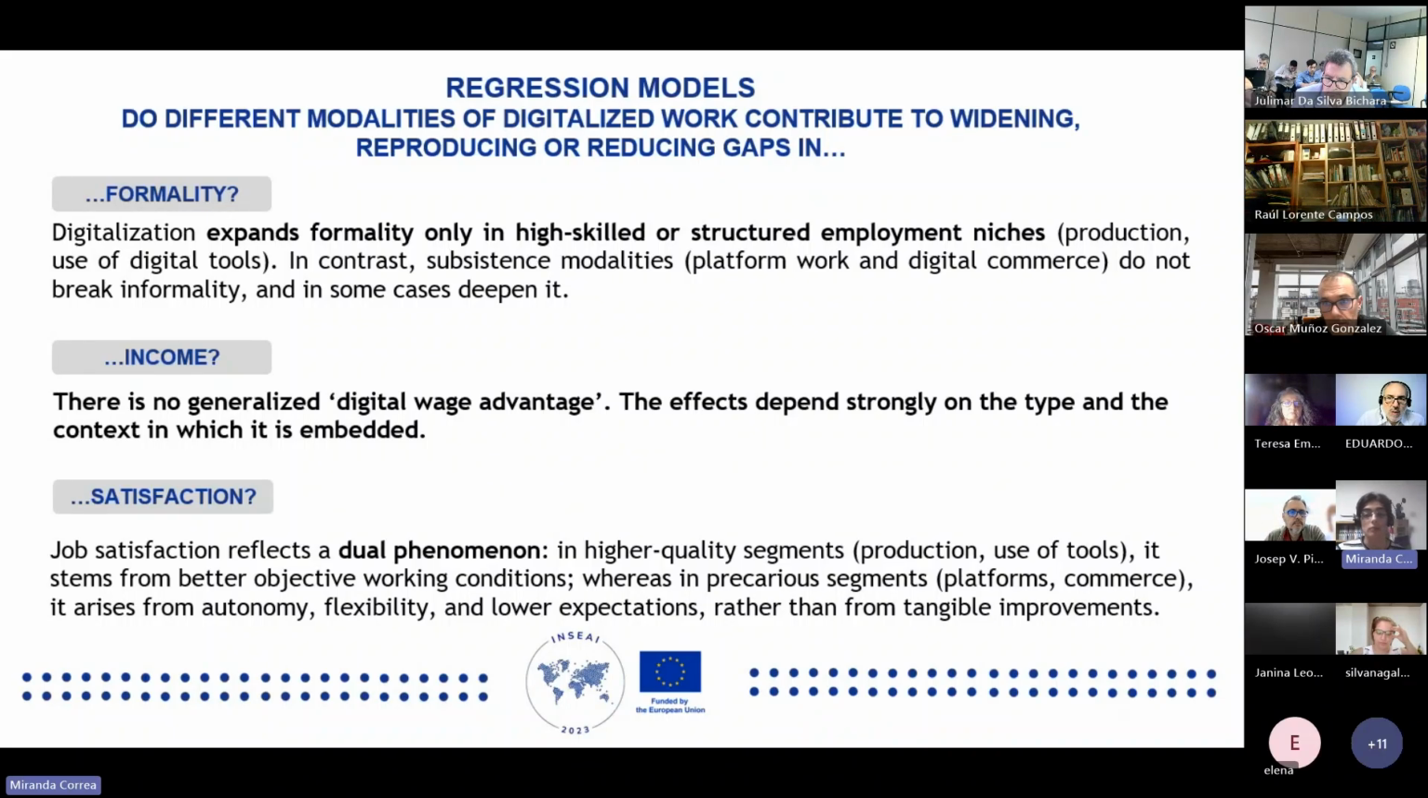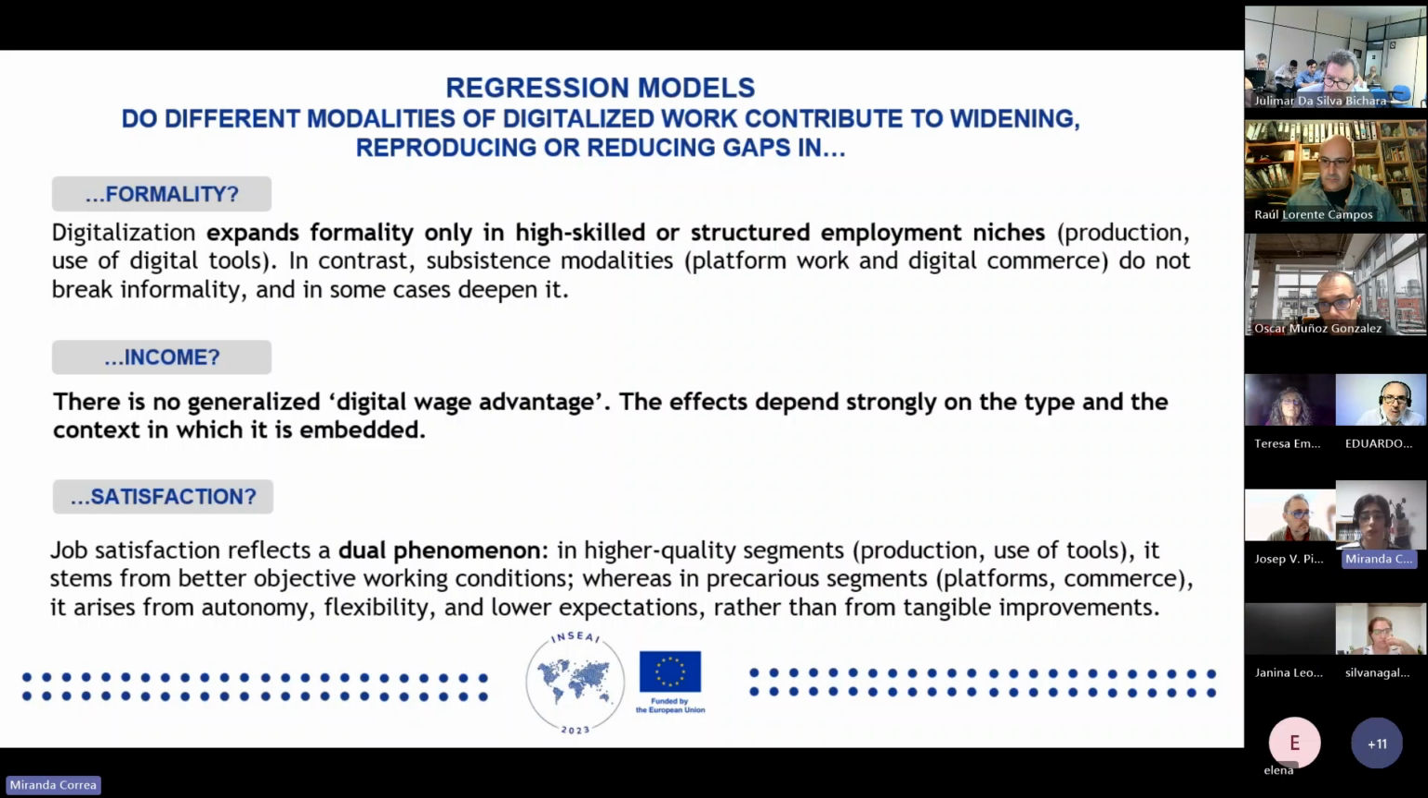Second, the models confirm that there is no generalized digital wage premium. Positive returns, compared to non-digitalized jobs, appear only for self-employed tech workers and formal employees who use digital work tools, while modalities associated with subsistence strategies or low-skilled work reinforce existing wage gaps.